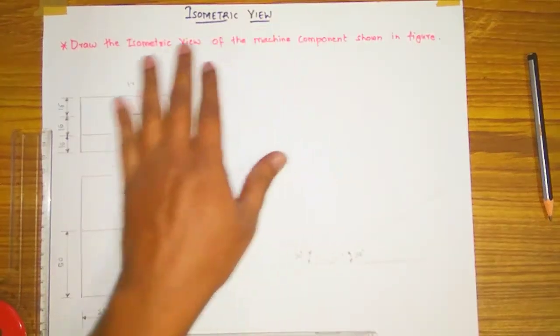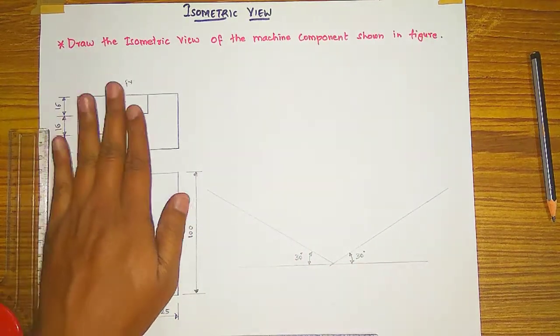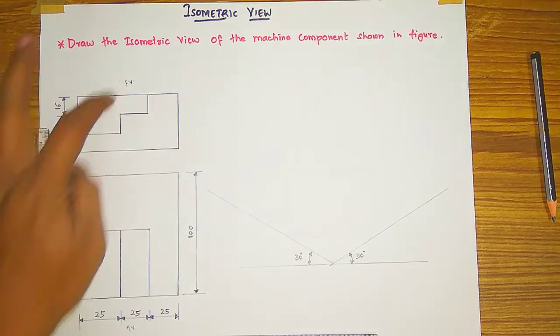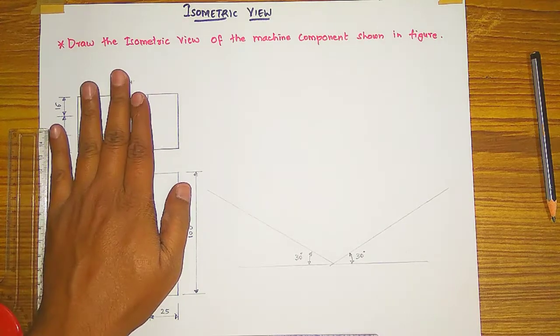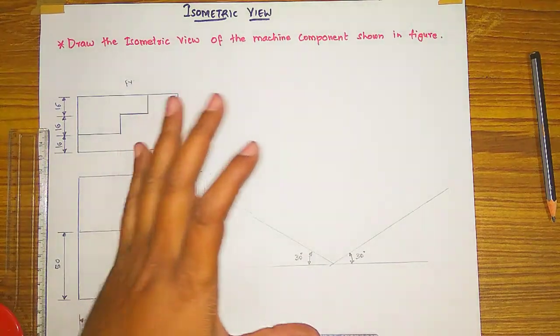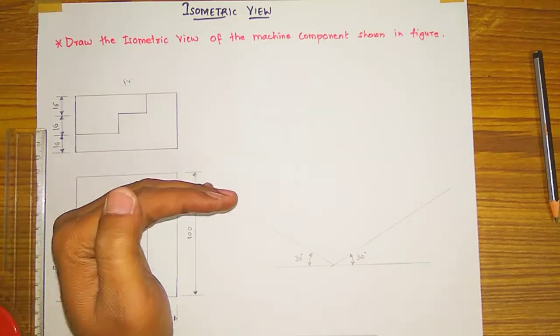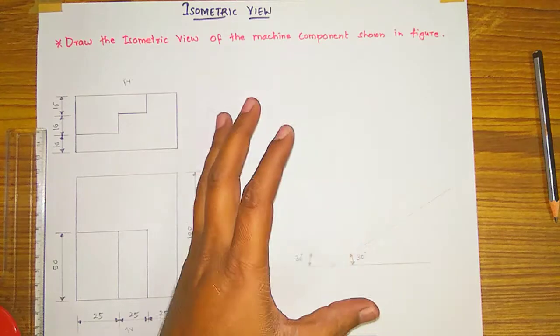The isometric view problem, that is a machine component given in the question. So this is the orthographic view given in the question, front view and top view. With this front view and top view, you have to draw the isometric view of the machine component. So after watching my videos, please practice by yourself, then only you will come to understand how to draw this problem.